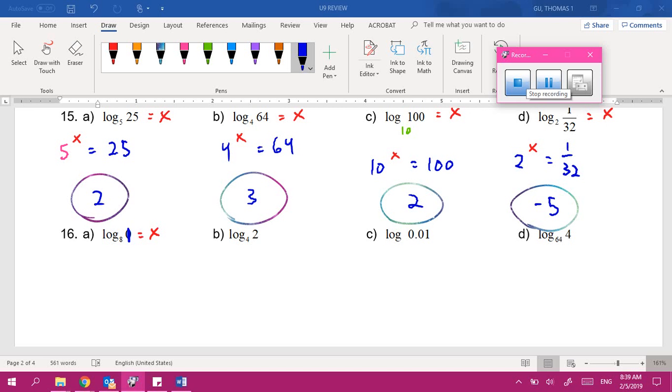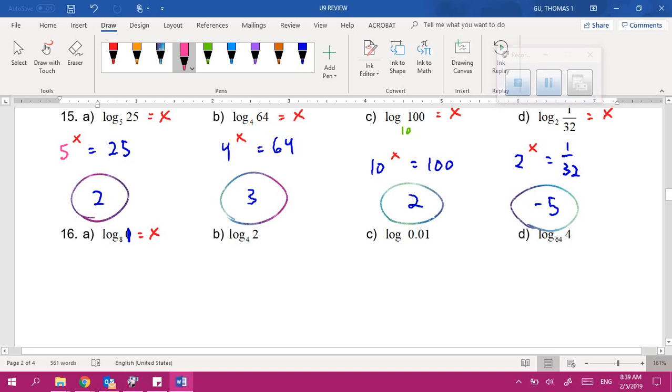All right, so number 16a, we're going to change the 0 to a 1 because otherwise it doesn't really work. So we write equals x just to help us see what we're looking for. And now if we write this into exponential form, it would be 8 to the x equals 1, right? And now we can actually solve the problem.